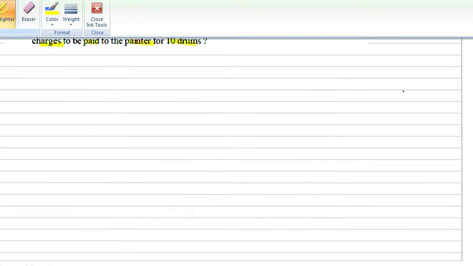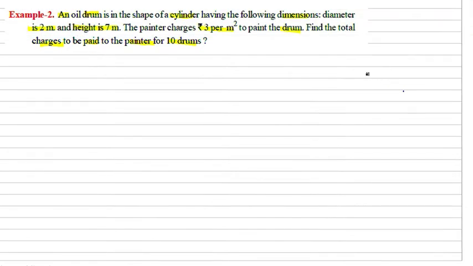Find the total charges to be paid to the painter for 10 drums. Here we are going to find the total surface area of the cylinder and multiply with 3 rupees. Why? Because here the cost given, 3 rupees per meter square, is for 1 drum. Now we are going to find for 10 drums, so after getting this answer, you should multiply with 10. Then you will get the cost of painting 10 drums.